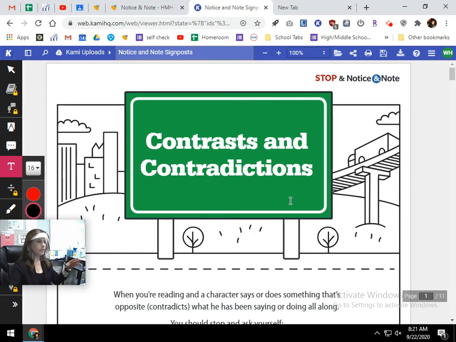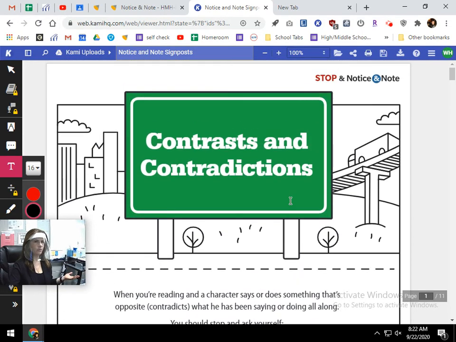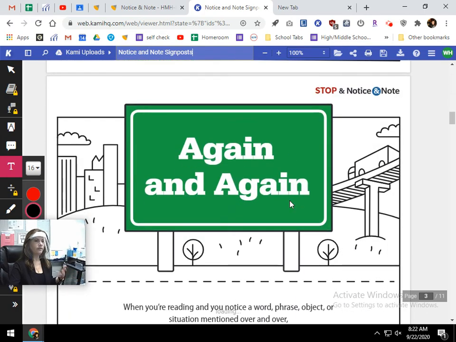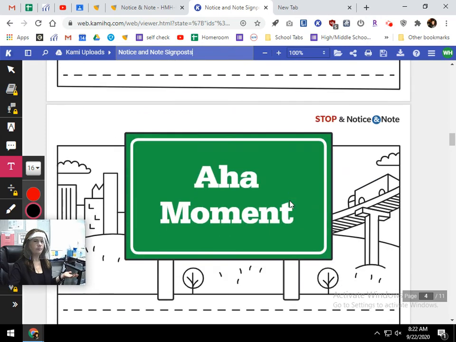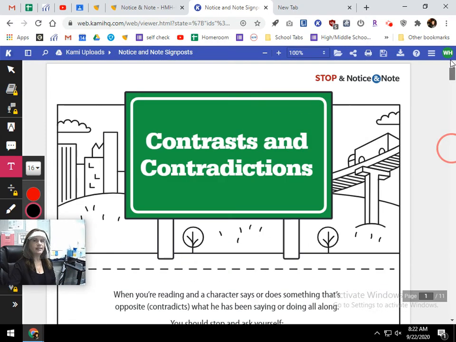They just looked through a bunch of good writing by good authors, and they said, what do all of these things have in common? Well, they have contrast and contradiction. They have words of the wiser. They have repetition. Okay, they have an aha moment, and so forth. So these signposts are things that we're looking for as we read, and we'll come back to these again and again throughout the year.